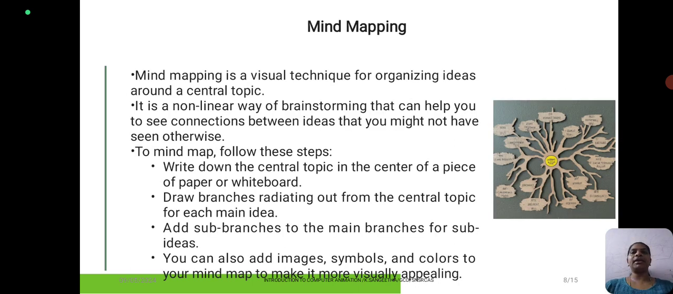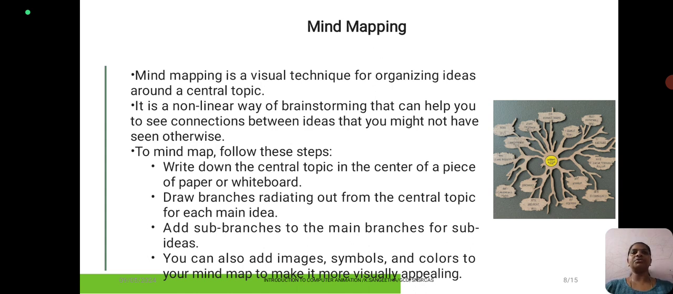So, mind mapping. Mind mapping is a great way to visually organize your ideas. It is a good technique to use when you are trying to see the big picture and how different ideas are related.